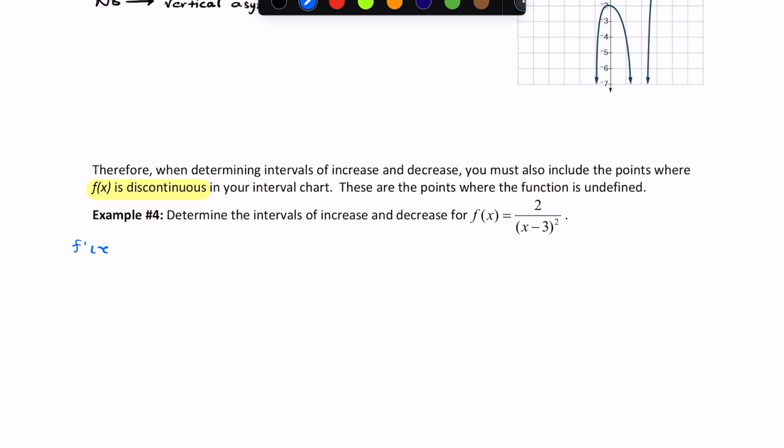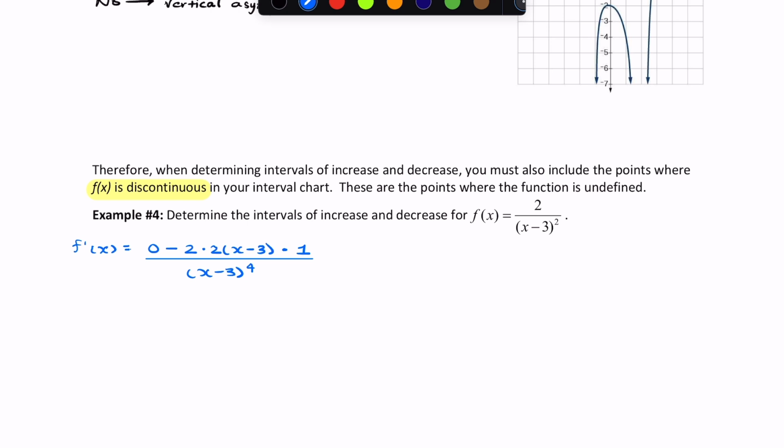derive f prime of x, here to derive the function, f prime of x is equal, and here we'll be using quotient rule, 0 minus, and then derive the bottom, so 2 times 2 x minus 3, and then derive the top, which is just 1, over x minus 3 squared, squared again, which is to the power of 4.